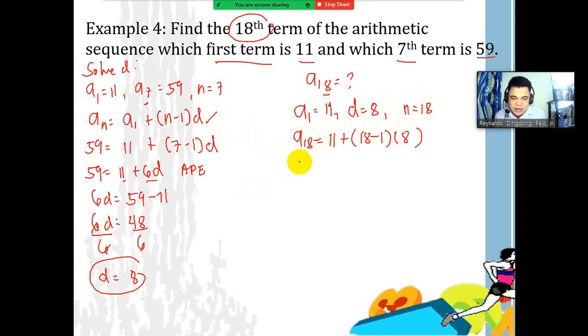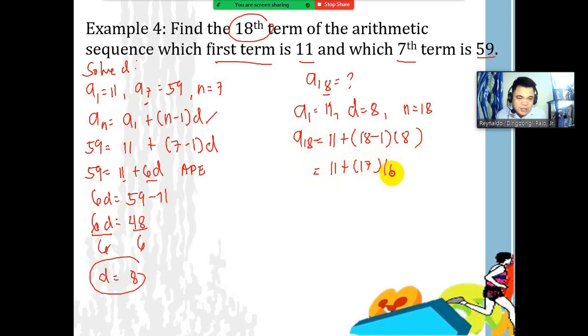Then let us simplify. You can now use your calculator in simplifying this, or maybe if you would like to solve it manually to be sure, it's up to you. So 18 minus 1 is 17. So 11 plus 17 times 8. Then we will multiply 17 times 8. It's 136. So therefore, it's 11 plus 136.